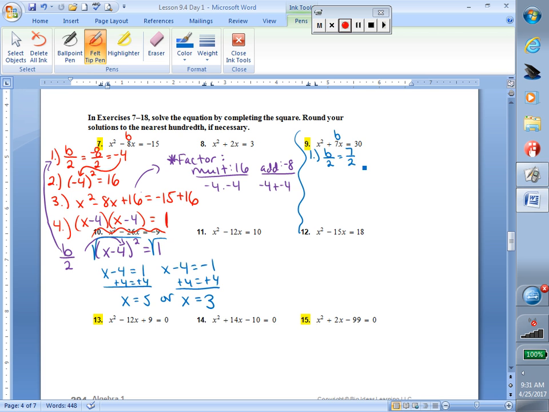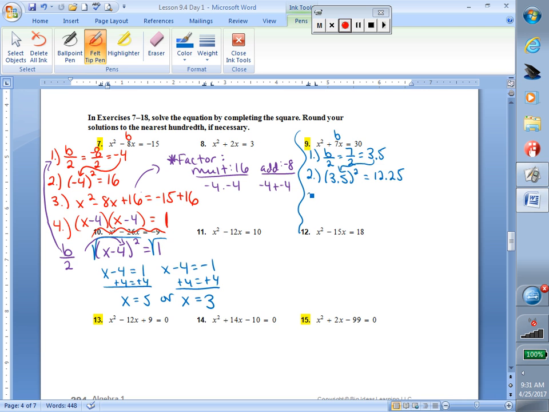Now you might be thinking, wait a minute, Miss Golly, 7 divided by 2, that doesn't work out very well. Don't worry, if you want to, it is absolutely fine. If you want to go ahead and turn that into a decimal, that's okay. Step 2, we take half of b and we square it. So the result of step 1 gets squared. And that equals 12 1/4.